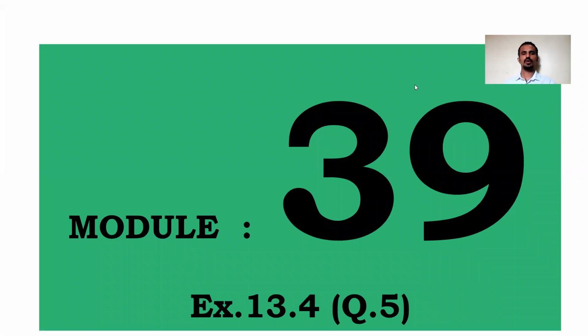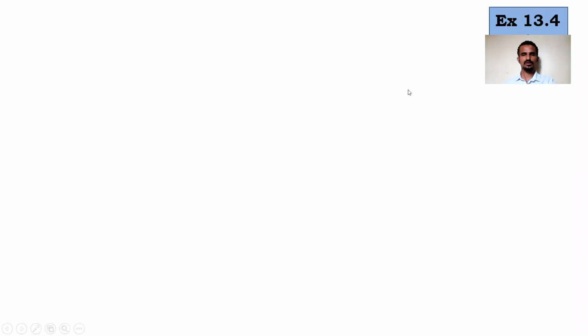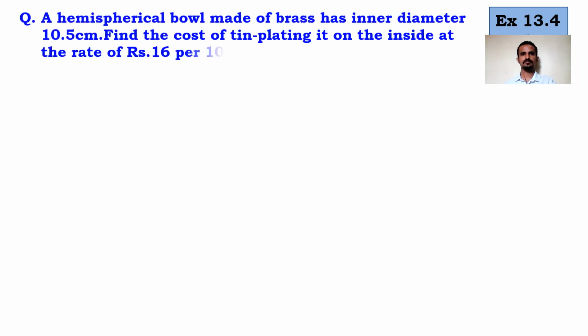The next question that we are solving is from 13.4, question number 5. Let's solve this, all of you. Note down this question number. It is 13.4, question number 5. The question is, a hemispherical bowl made of brass has inner diameter 10.5 centimeter. Find the cost of tin plating it on the inside at the rate of 16 per 100 centimeter square.